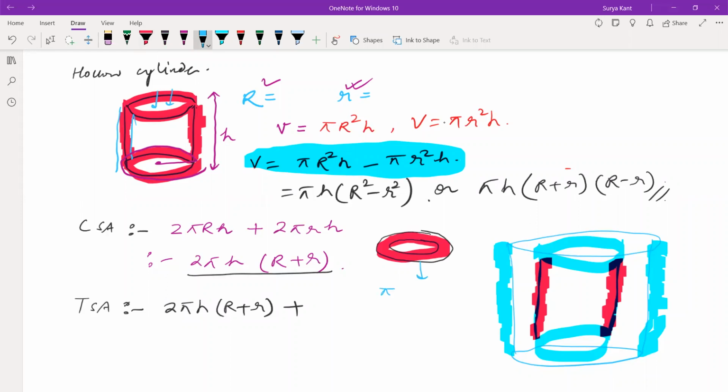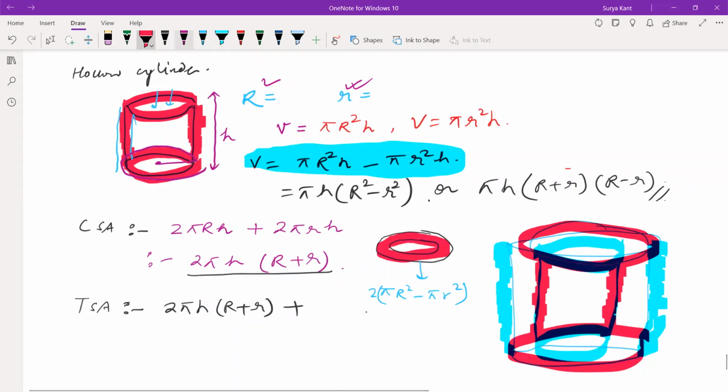Pi R square minus pi r square, right? And this is repeating how many times? 2 times. Why? Because one is at top and one is at bottom. Very good. So what do we have to do here? We should write 2 into pi R square minus pi r square. So I'm writing down here 2 into pi into R square minus r square, correct?